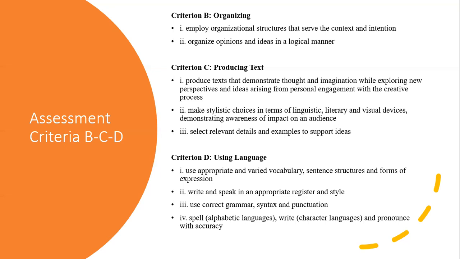The second strand, you must write and speak in an appropriate register and style. So if you're writing a biography, it should be very formal. The third strand includes using correct grammar, syntax, and punctuation. I do not want to see words such as I wanna, I'm gonna, etc. These are not allowed. Syntax includes how you're going to build up your sentences, subject, and then a verb, and then object, etc. You must spell, write, and pronounce with accuracy.